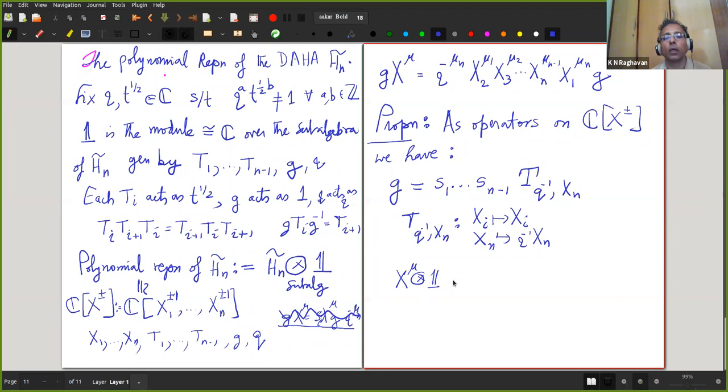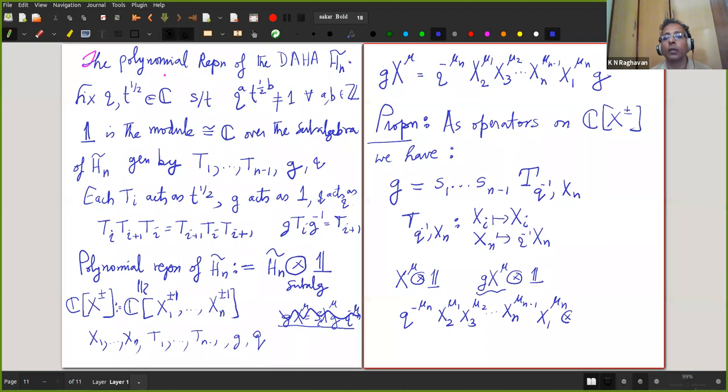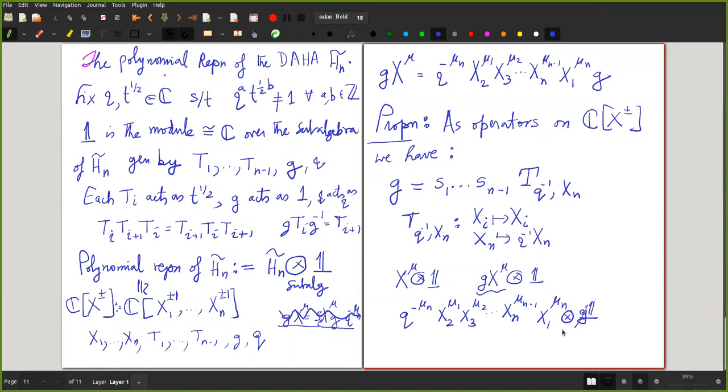And then how does G act? You would have G X mu tensor 1. And then what you would do is write this G X mu as, like so, Q minus mu n, X2 mu 1, X3 mu 2, and so on, whatever that is. And then pass the G through, right? There is a G, but that G goes here, because that is in the subalgebra. And this G acts as 1. So I can forget this. So all the action is on this left hand side.